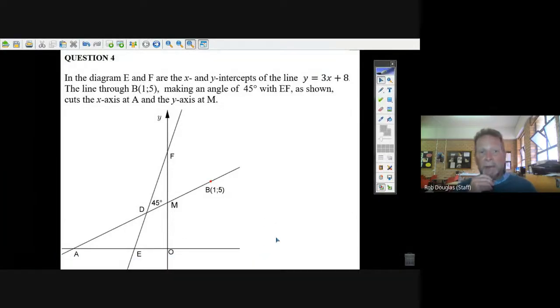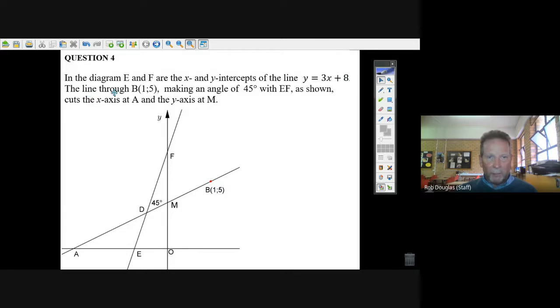We're going to look at an exam question in analytical geometry. And let's just get started. It says in the diagram that E and F are the x and y intercepts of this line here, which is y equals 3x plus 8.